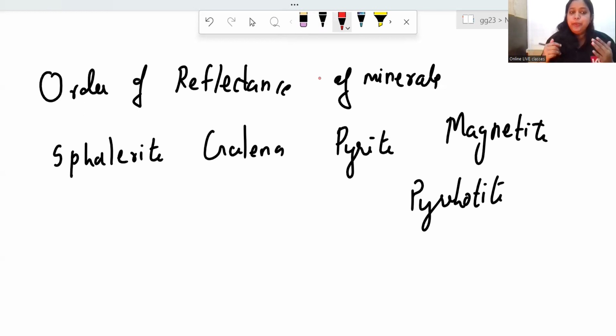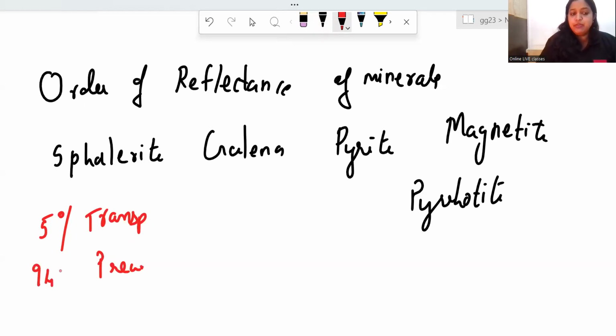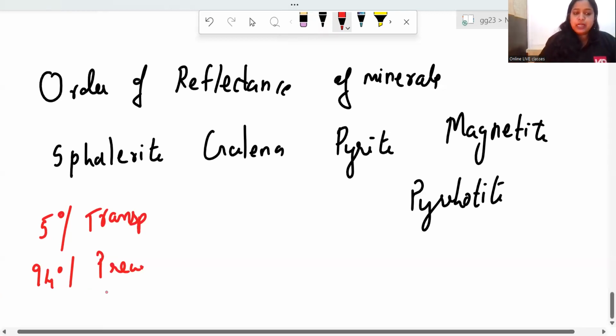We know that the reflectance of a transparent mineral is very low. For a transparent mineral, reflectance will be approximately 5% or less. For precious metals like gold or silver, the reflectance will be much higher, 94-95%. For oxides like magnetite and hematite, the reflectance is lower, 10% to 25%.